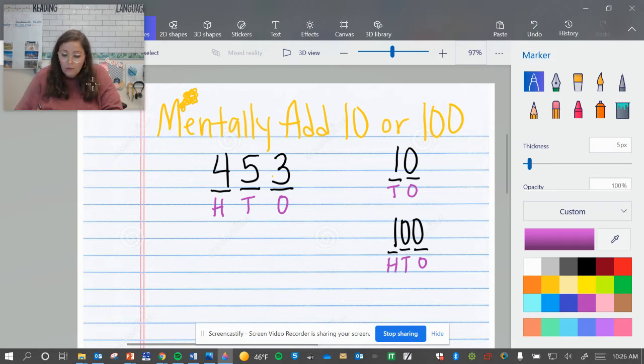Well, I see that they both have a 1 to start with, right? 1 is one of their digits, and 10 has a 0 and 100 has a 0, but it also has another 0. So what's the difference between them? The difference is that 10 does not have 3 digits. 10 has 2 digits. 10 does not have any hundreds, right?